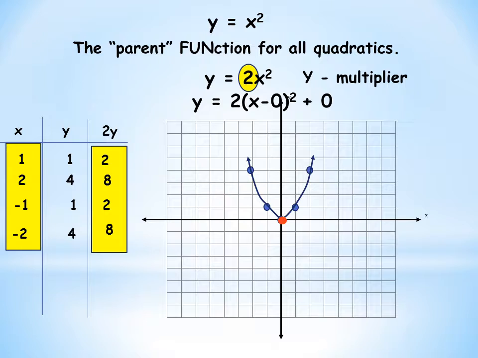So from our vertex, we'll go over 1 up 2. We'll go over 2 up 8. We'll go -1 up 2 and -2 up 8. So you can see this gives us a thinner parabola.